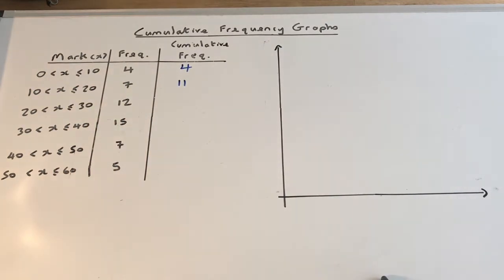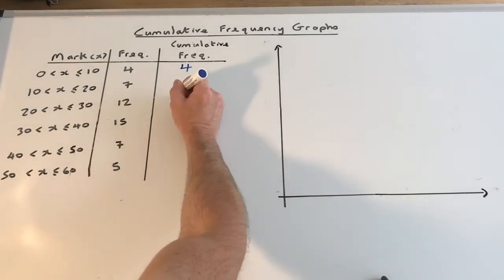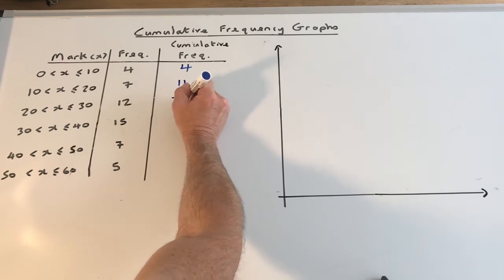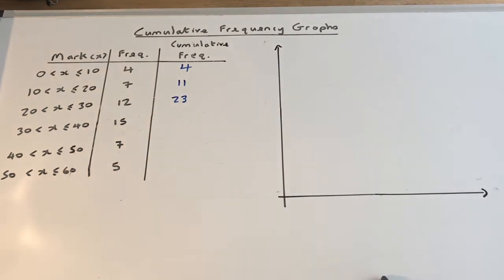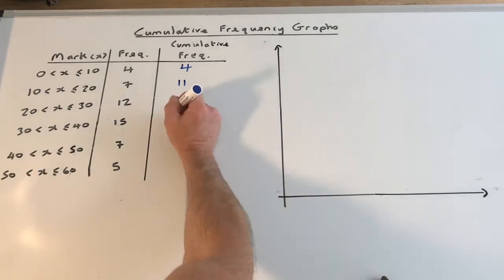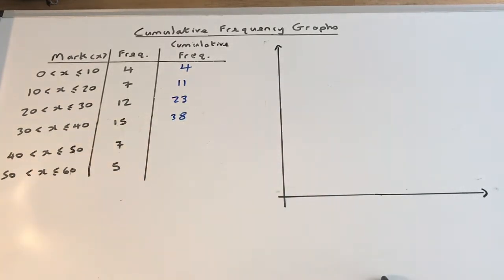So we get 11. And then you might say, what about the students in the first 3 categories? In other words, the students who scored from 0 up to 30? So we're keeping a running total this time. Not just the number of people in each category, but the number of people as we add the categories in. Well, 11 added to 12 is 23. How many people scored from 0 to 40? How many people are in the first 4 categories? We add the 15, we get 38.